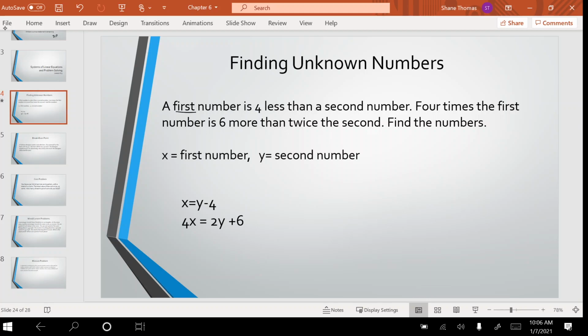All right, first number, we call it x. 4 less than, that means minus 4. Second number, we just called that one y. 4 times would be multiplied by 4. First number, 6 more than twice a second. Twice would be times 2. Just remember those key things. I think those ones are pretty simple overall. Do you guys agree?